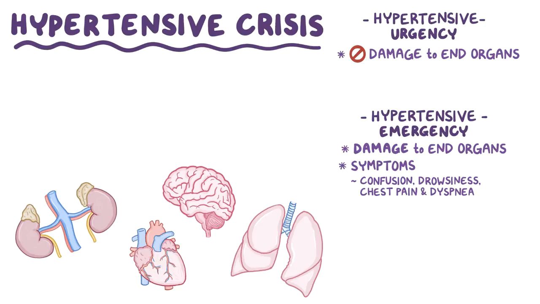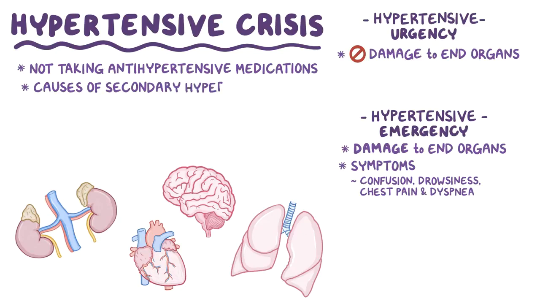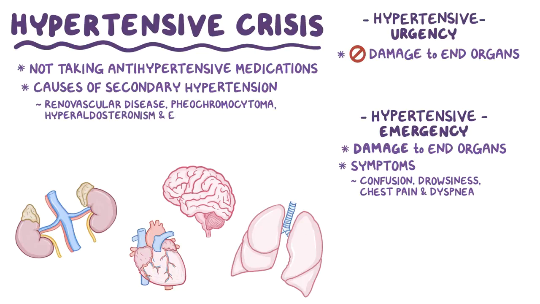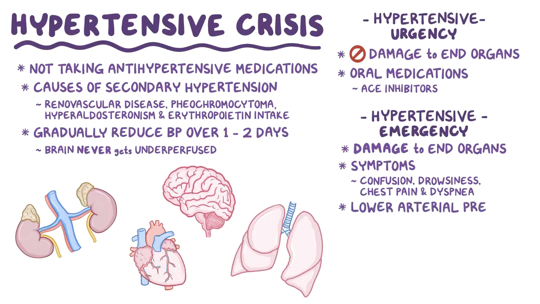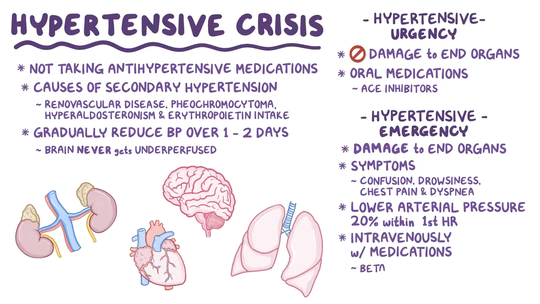The most common cause of hypertensive crisis is not taking antihypertensive medications, but it can also be due to causes of secondary hypertension, like renovascular disease, pheochromocytoma, hyperaldosteronism, and erythropoietin intake. For treatment, it's important to gradually reduce the blood pressure over 1 to 2 days to make sure that the brain never gets underperfused. Treatment of hypertensive urgency is done with oral medications like ACE inhibitors. On the other hand, in a hypertensive emergency, the goal is to lower the mean arterial pressure by 20% within the first hour, and treatment is given intravenously with medications like beta blockers, calcium channel blockers, and vasodilators, like nitroprusside and nitroglycerin.